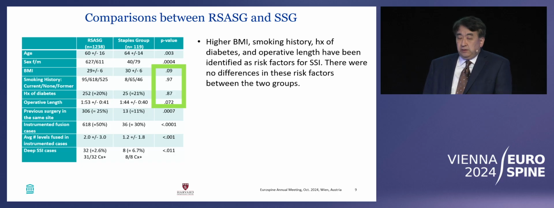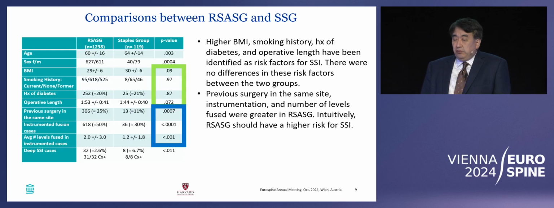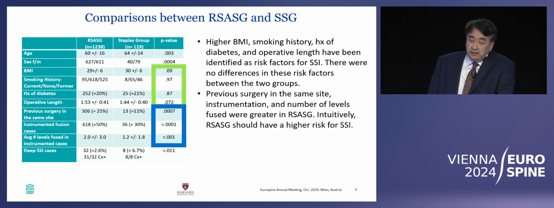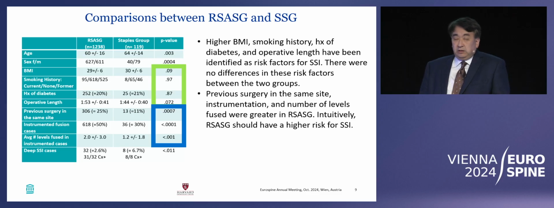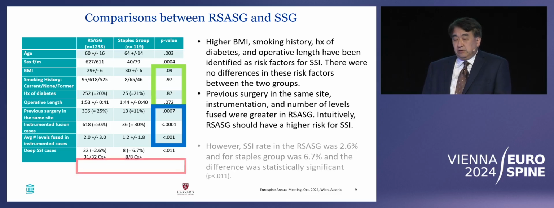BMI, smoking history, diabetes history, and operative length were not different between the two groups. Previous surgeries in the same site, incidence of instrumentation and number of levels fused were greater in the subcuticular group. Intuitively, subcuticular group should have a higher risk for surgical site infection.